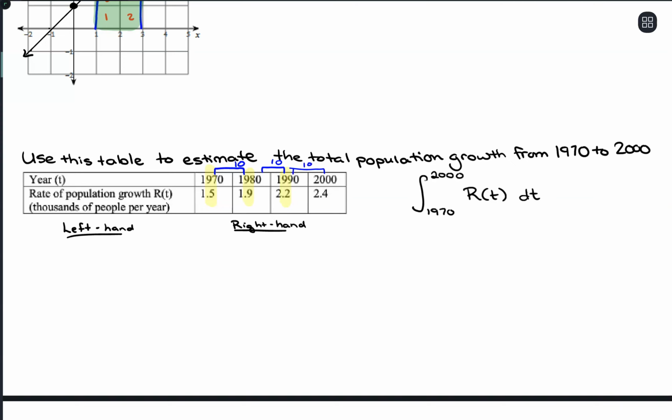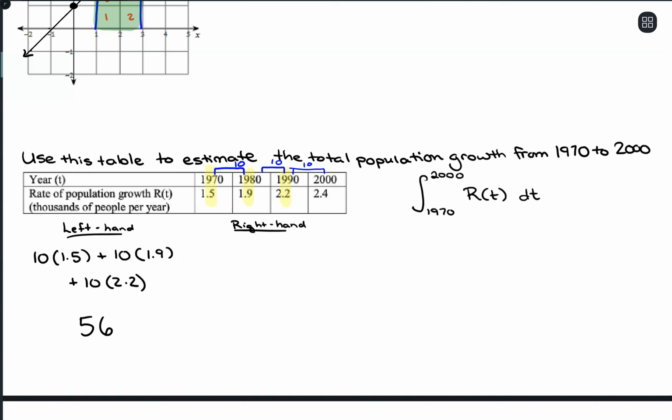So for the left hand, we take that change in x, 10, times the height at 1970, which is 1.5. Then we go plus 10 times the height at 1980, which is 1.9, plus 10 times the height at 1990, which is 2.2. Adding those together should give us 56, and that's thousands of people.